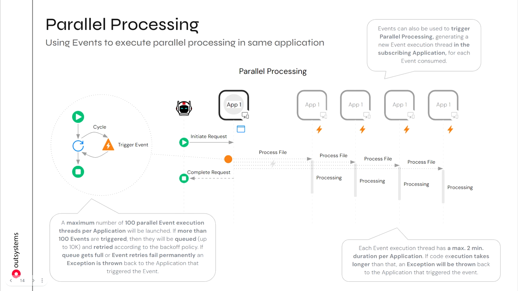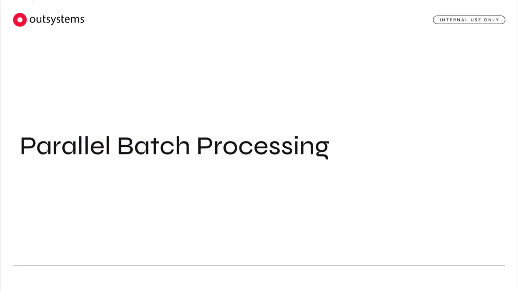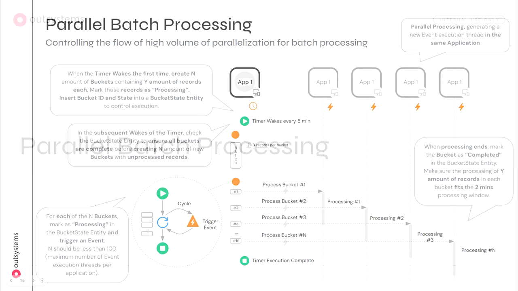Up to 100 event execution threads can be launched per application, and additional triggered events beyond the first 100 can be queued up to the 10,000 event maximum per queue. Events will be retried in the event of failure as per the retry policy discussed earlier. For even greater scalability, a parallel batch processing approach can be built that can manage a high volume of parallel processing across multiple applications. Let's take a look at how this works.